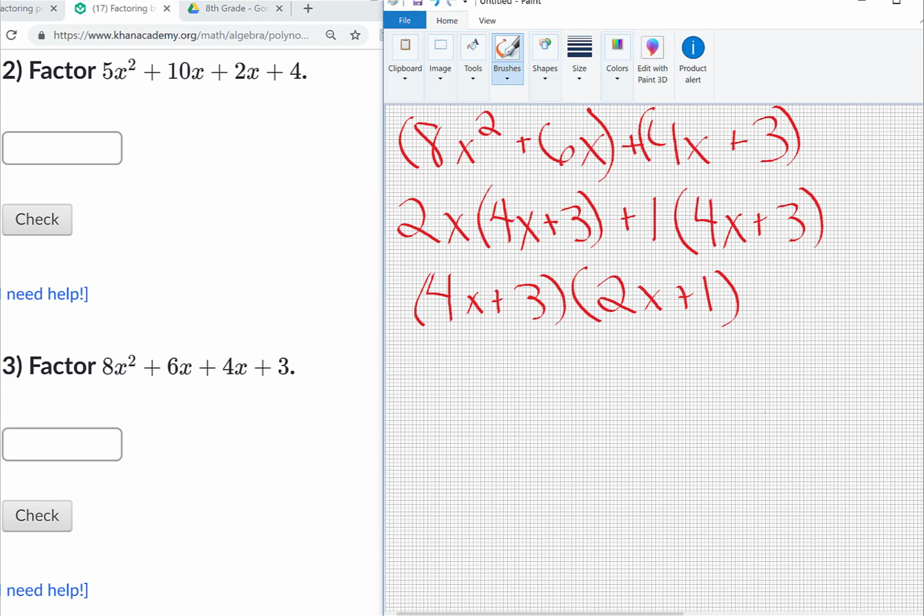Sorry for the background noise. This should have been the answer that you should have gotten on that one. So notice on this one, the difference here is that you do just factor out a 1 because you already have a term that is the same in 4x plus 3. But you still have to pull something out when you factor it out. So in this case, it would just be 1.